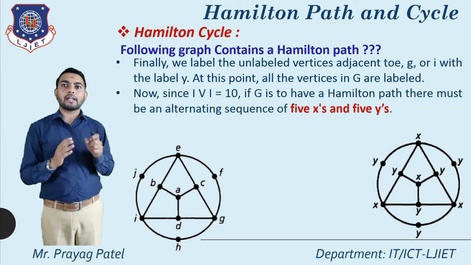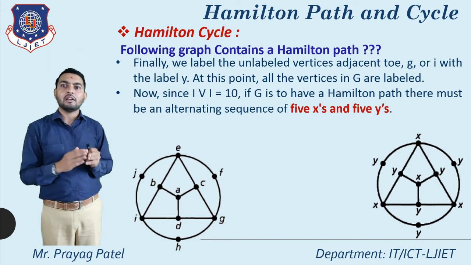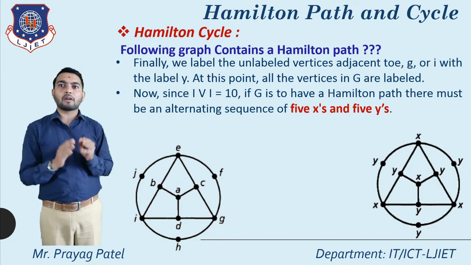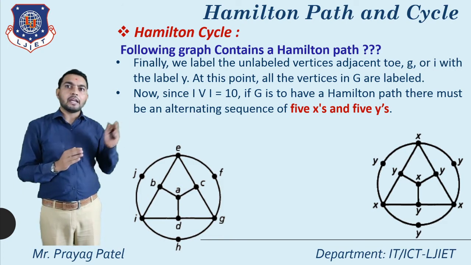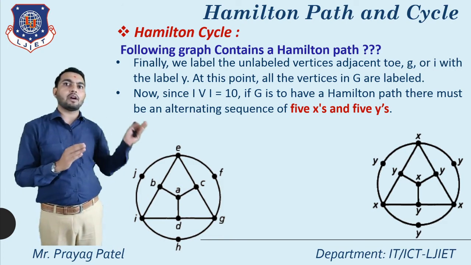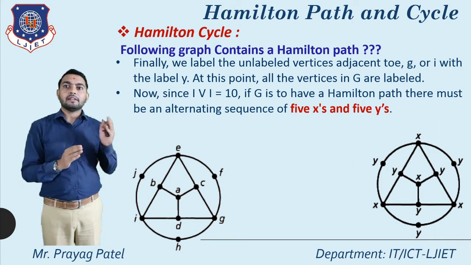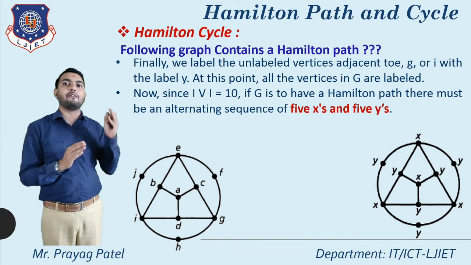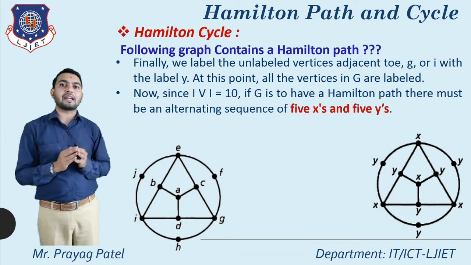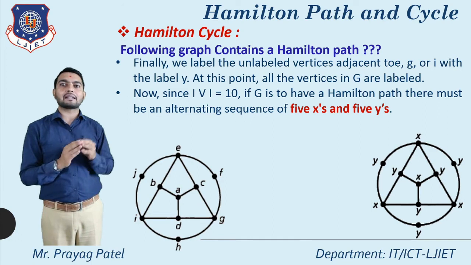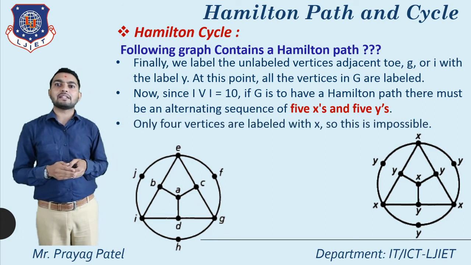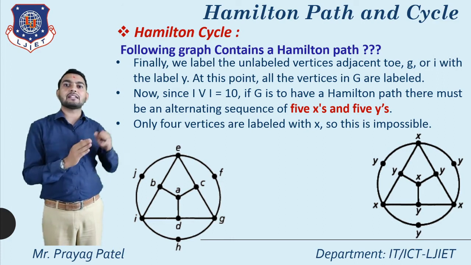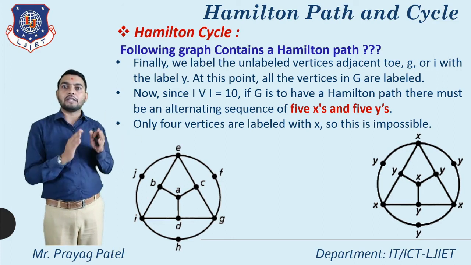Now after that, what is the concept in this example? Here after labeling x and y, the total number of nodes equals 10. If G is to have a Hamilton path, then there must be 5 x's and 5 y's. So see in this second figure, 5 x's and 5 y's is not possible. In this figure only 4 x's are available, so y equals 6. So this is not possible.